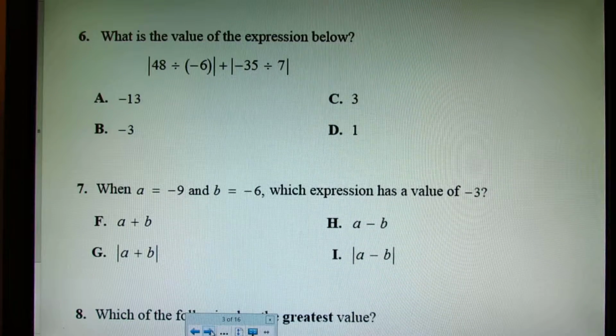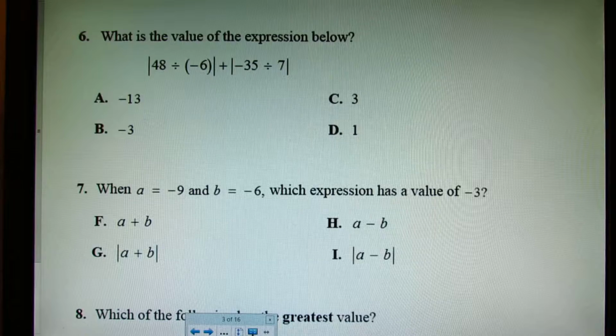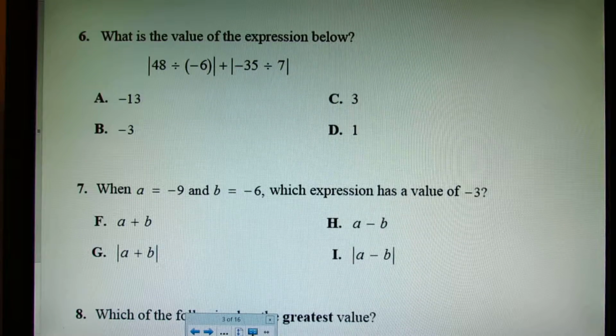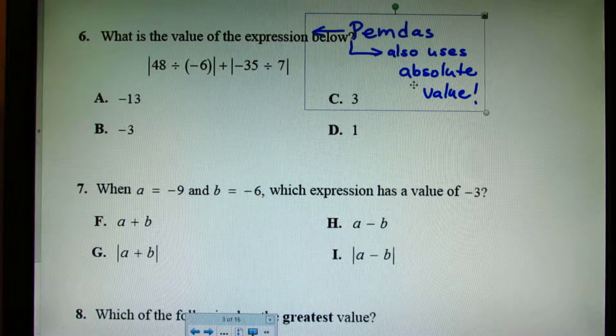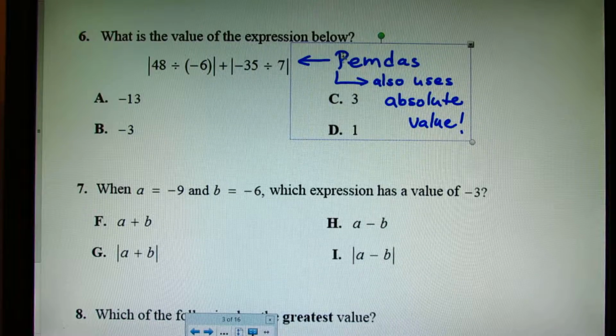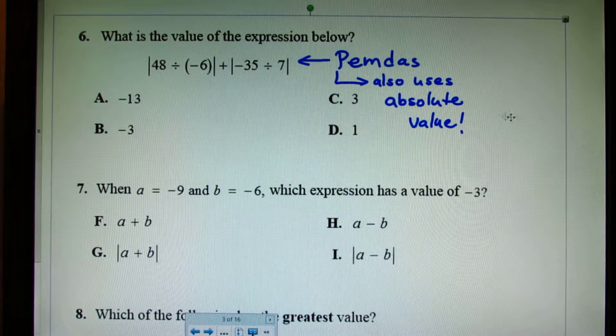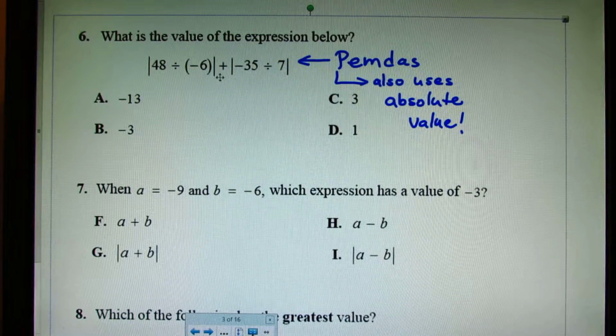Okay, welcome back. Number 6, what is the value of the expression below? So again, there are multiple operations happening here. There's dividing, there's adding, there's another dividing. I see some absolute value bars and I see negative numbers. We have to use PEMDAS again. Don't forget, parentheses also count when you're talking about absolute value bars. So even though these aren't technically parentheses, they're going to count that way when I'm talking about PEMDAS.